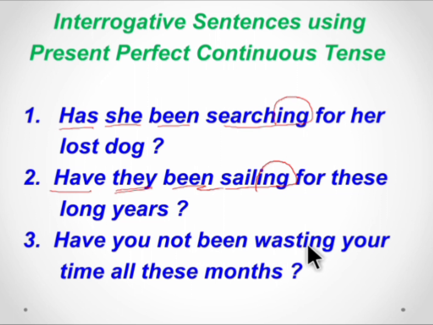Have you not been wasting your time all those months? So since you is here, I've already told you is considered to be a plural subject. So we use have, and not is the negative word. Been is the be form of verb and waste is the main verb in ing form. So, have you not been wasting your time all these months? So these are the examples for interrogative sentences.